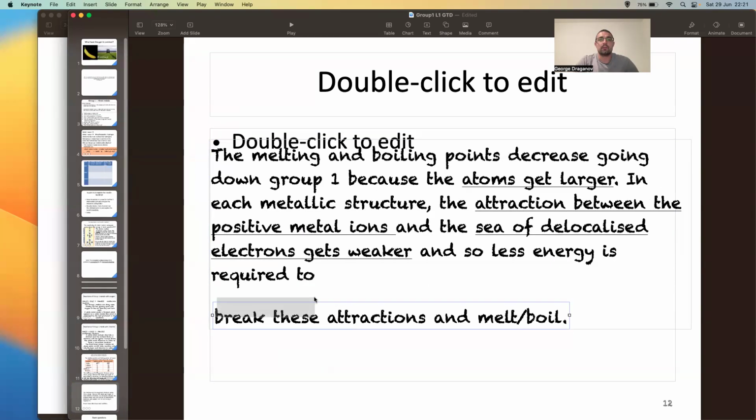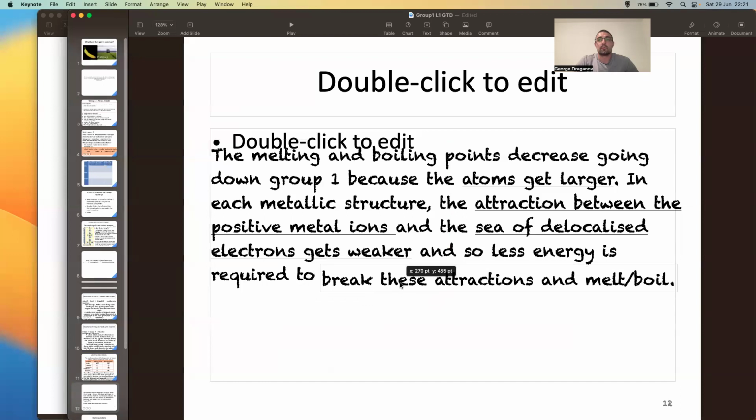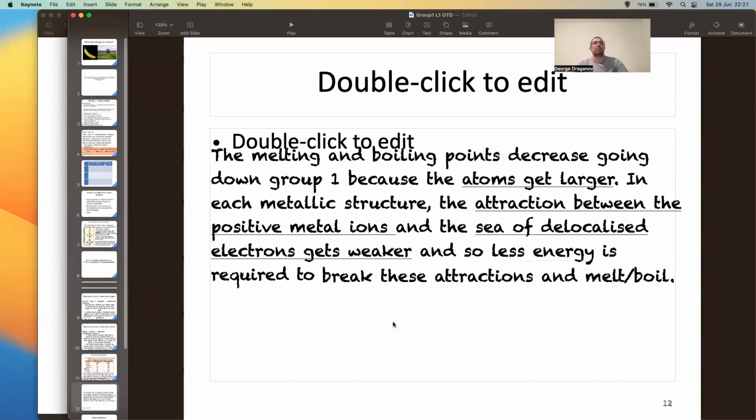That's what this says. And therefore, it'll be easier for it to melt or boil. So this is the complete correct sentence. Okay. So melting and boiling points decrease down group 1. You should remember that. Group 7 does the opposite. So it is something to be aware of.